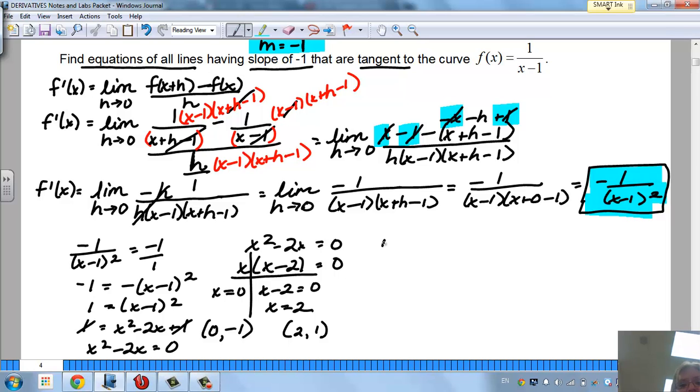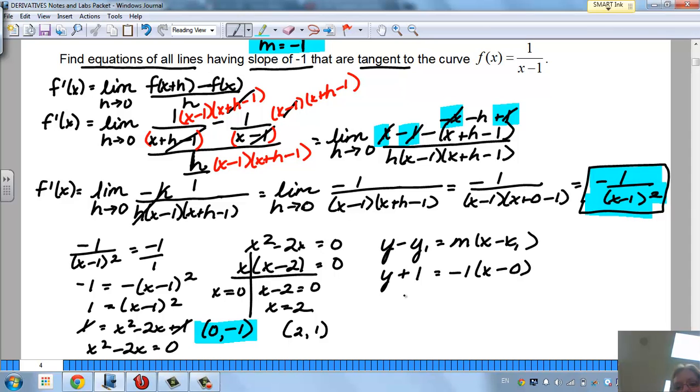So we're going to make 2 of them. The first one is y minus y1 equals m times (x minus x1), and we're going to throw in this point, and we know the slope at that point is negative 1. We'll use this point first. So I'm going to put y plus 1 equals negative 1 times (x minus 0). So y is going to equal negative x minus 1. So there is our first tangent line.